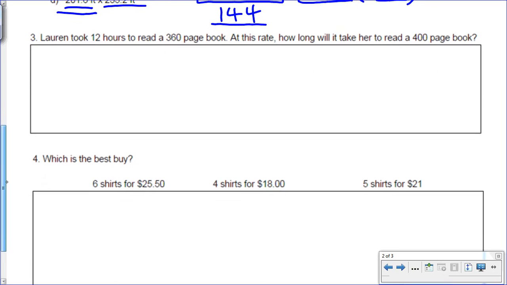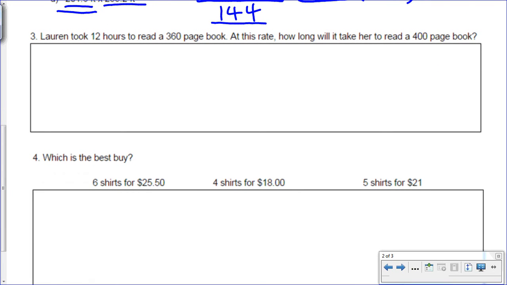So, number 3. Lauren takes 12 hours to read a 360-page book. At this rate, how long will it take her to read a 400-page book? Again, this is one of those where we have established a rate. So, this rate is 360 pages for every 12 hours.